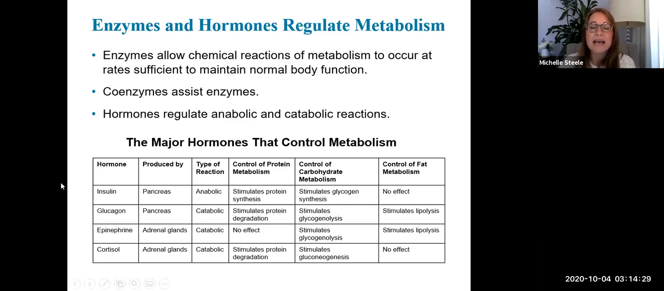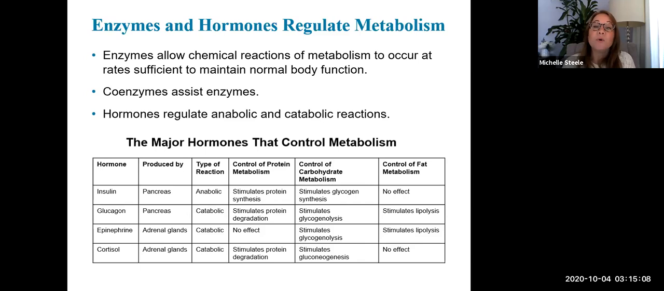Now, these enzymes, they don't work alone. We have enzymes that require something called a coenzyme to activate it. So a coenzyme is going to help facilitate and assist those enzymes. What are these coenzymes? You could think of these coenzymes as things like the B vitamins, for example. We're going to cover that in future chapters. But you may have heard that B vitamins act as coenzymes, and that's what they're doing. They're helping to facilitate this role in metabolic reactions.